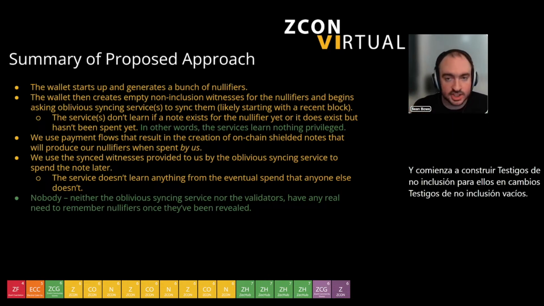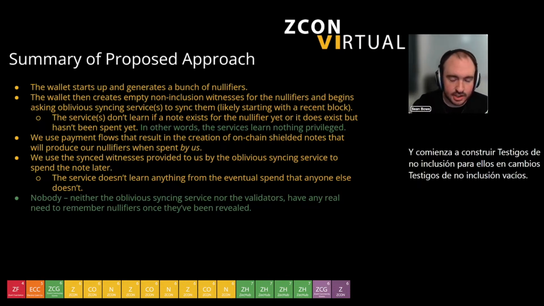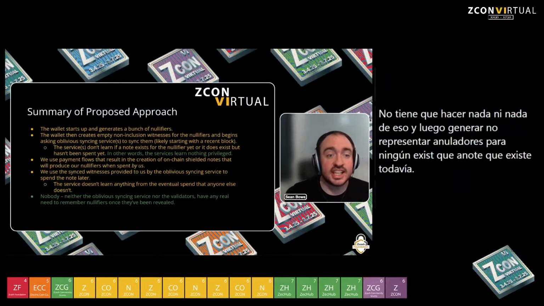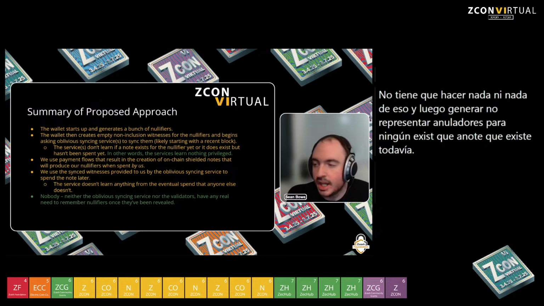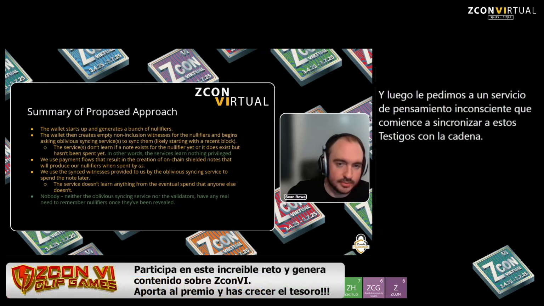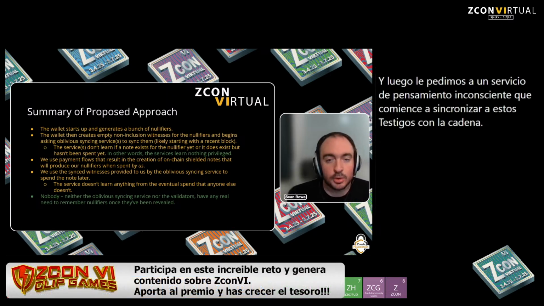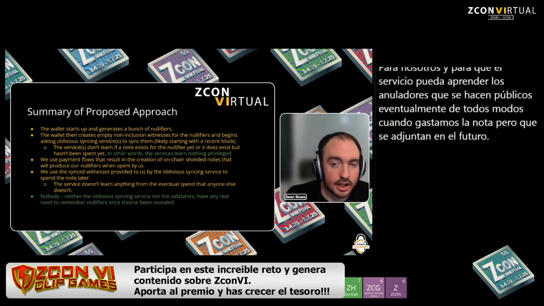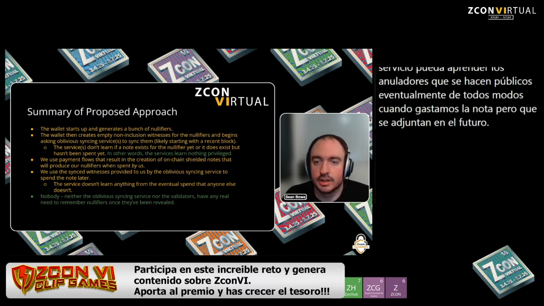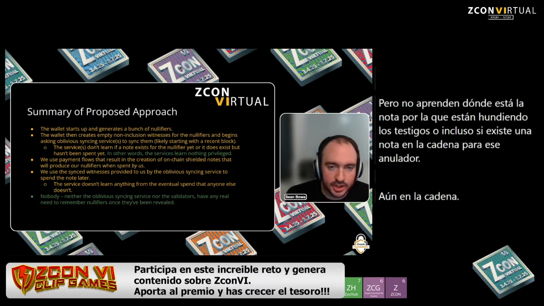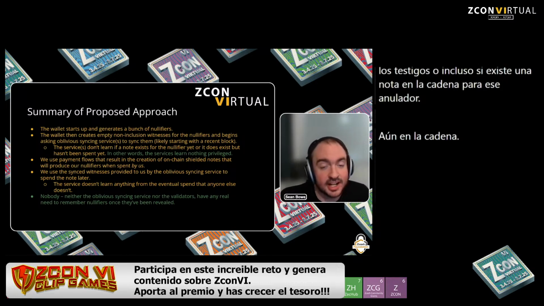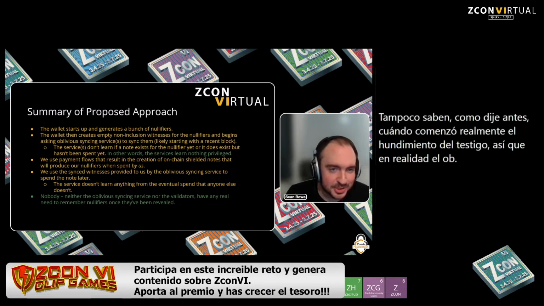And the nullifiers it generates don't represent nullifiers for any of the notes that exist yet. And we then ask an oblivious syncing service to start syncing these witnesses with the chain for us. And so the service might learn the nullifiers, which are made public eventually anyway when we spend the note that they're attached to in the future, but they don't learn where the note is that they're syncing the witnesses for, or even if a note exists on the chain for that nullifier, even yet in the chain. They also don't know, like I said before, when the syncing of the witness actually began. So really, the oblivious syncing service doesn't learn anything, all without the use of homomorphic encryption, which is great.